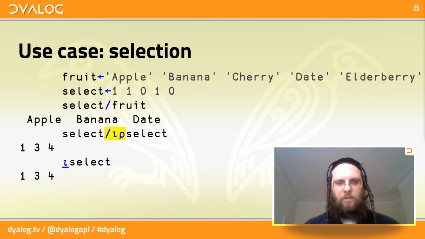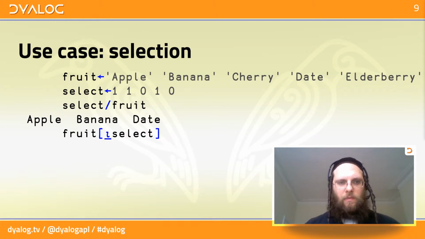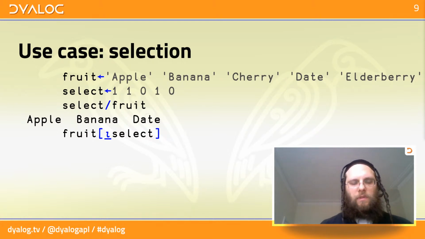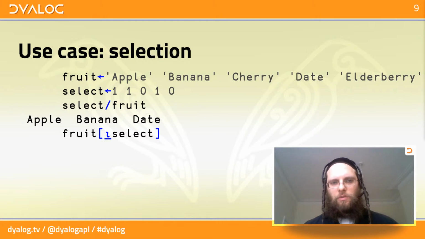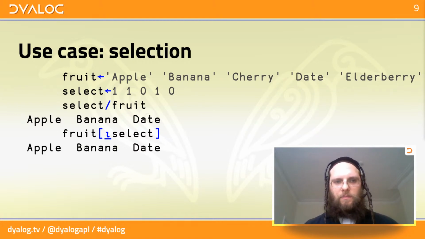We can use the where primitive as well. So just like we could use the compress, we can also use the indices to select with indexing instead. So this gives us the ones we're asking for.